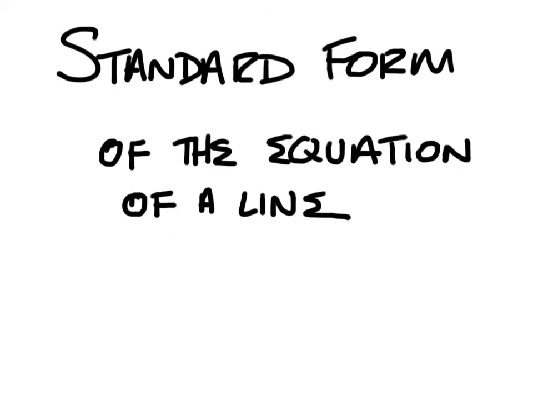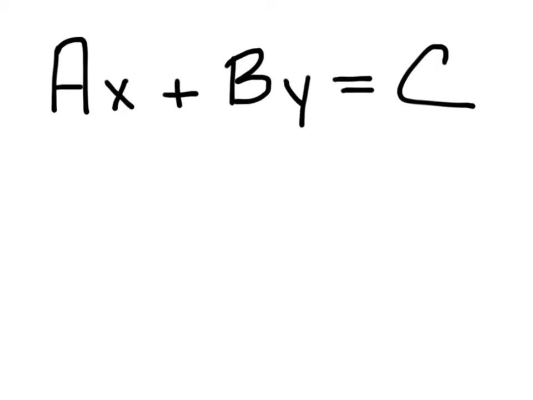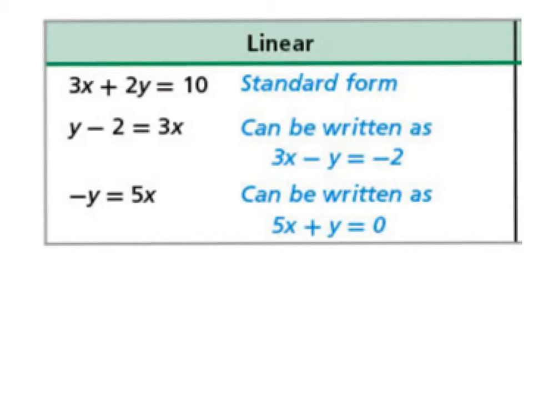Now you have to know the standard form of the equation of a line. The standard form looks like this: ax plus by equals c. You can interchange between slope-intercept and standard form. You can change equations to be in either form. So here's an example of a linear equation that can be written in standard form: 3x plus 2y equals 10. You can also rewrite it.